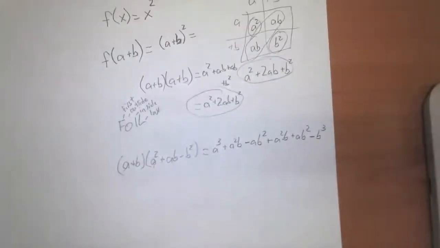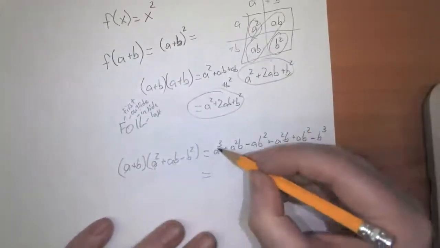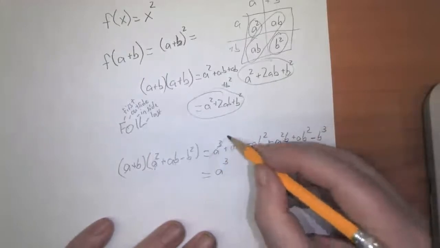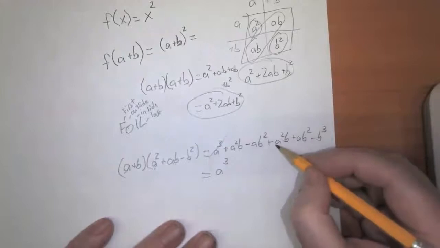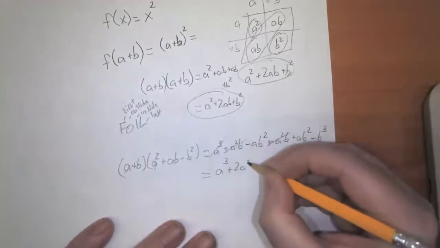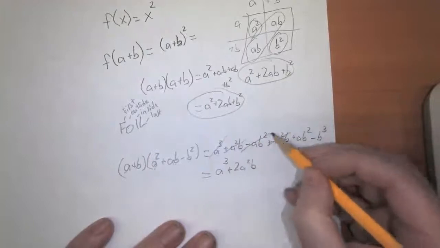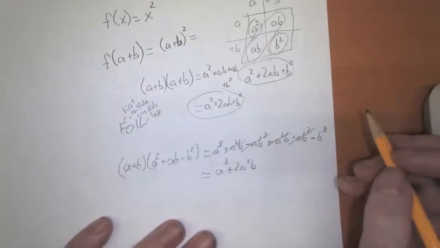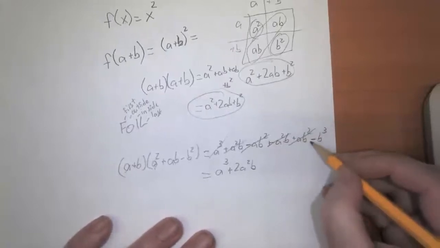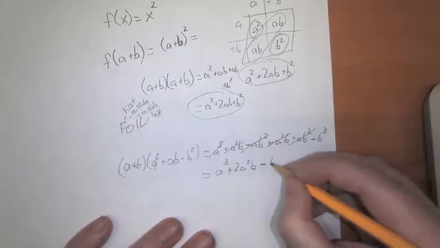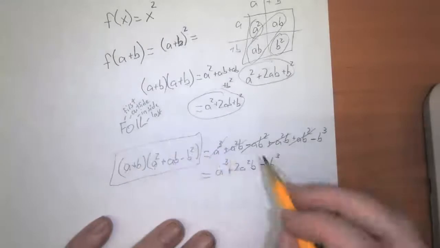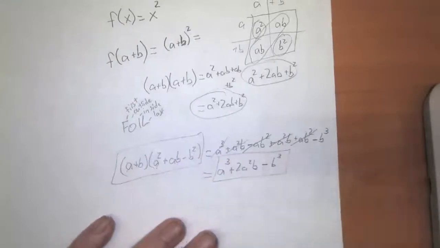All right, and then I collect my like terms together. I've got just one a cubed term here. I've got an a squared b and an a squared b, so that's going to be 2a squared b. I've got a negative ab squared and a positive ab squared, so they cancel each other out. I don't have an ab squared term at all. And then minus b cubed. So the product of this polynomial is right there like that.